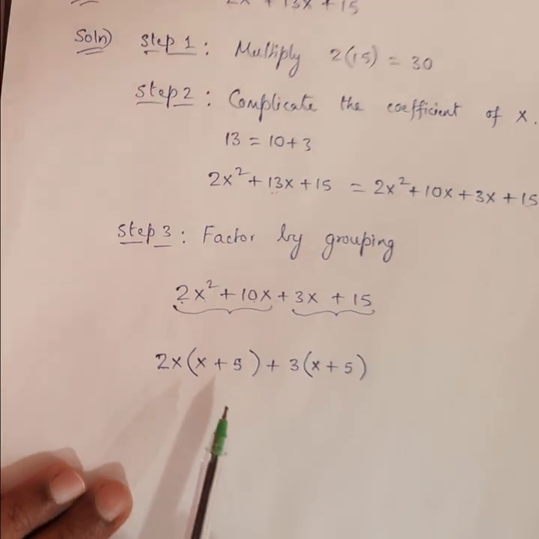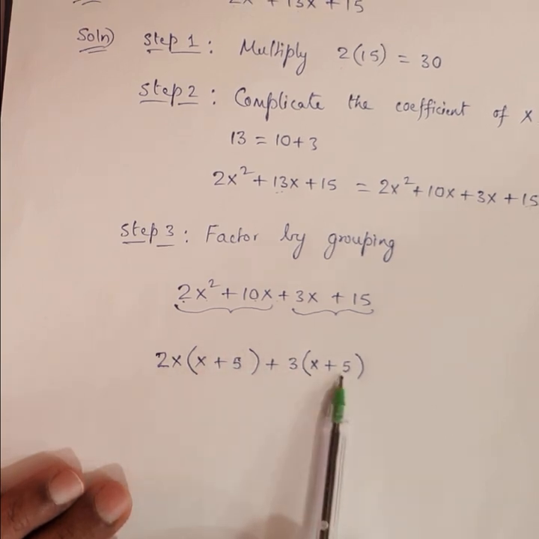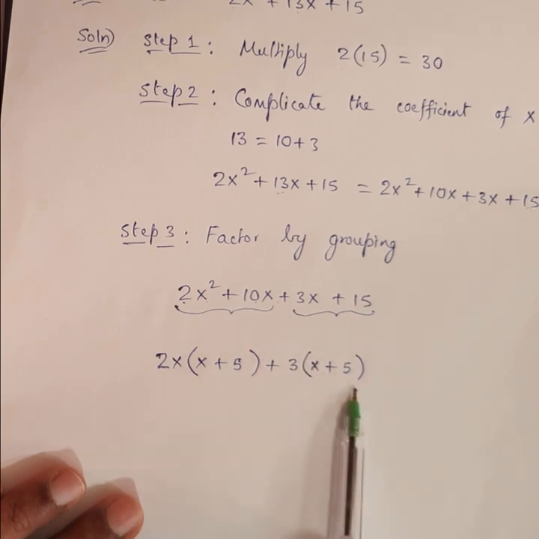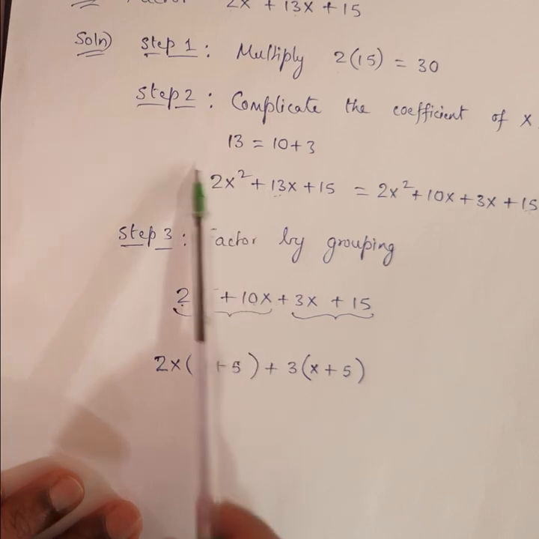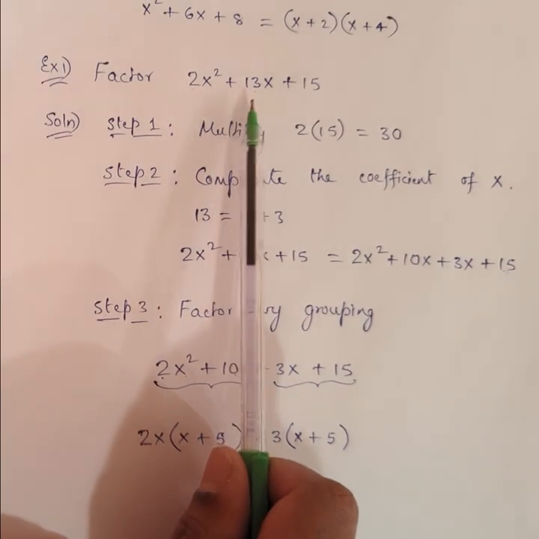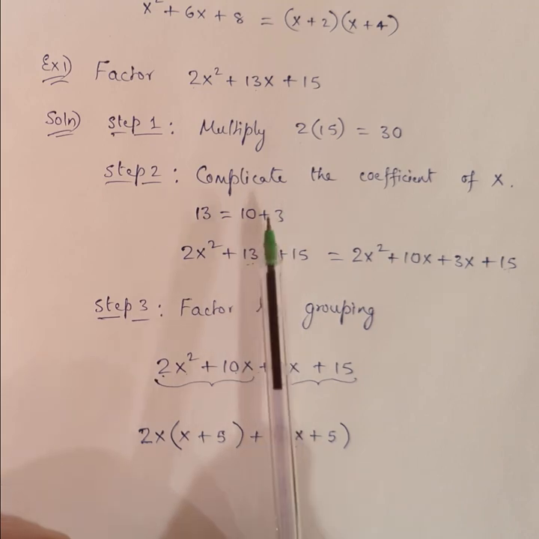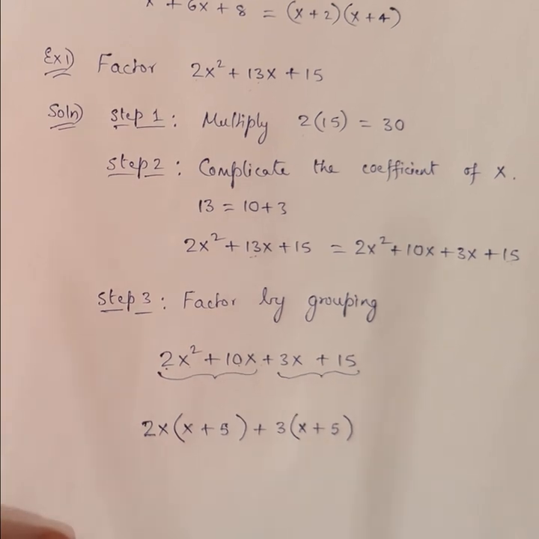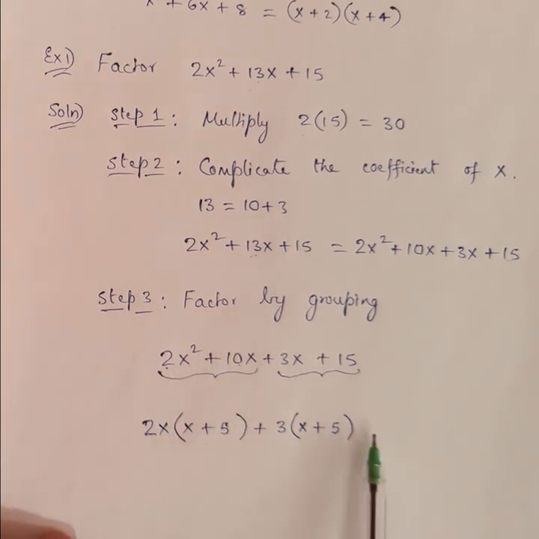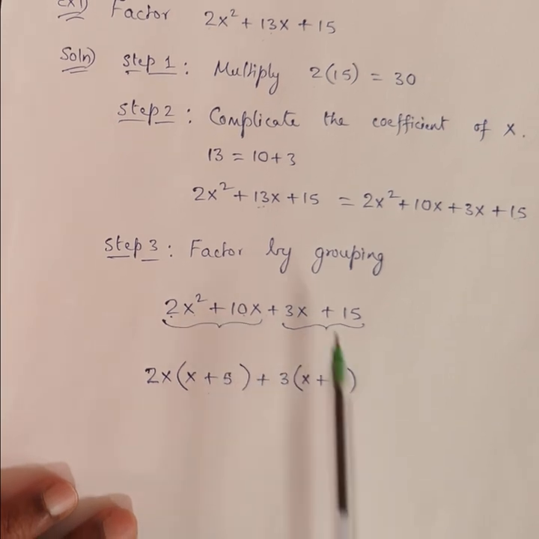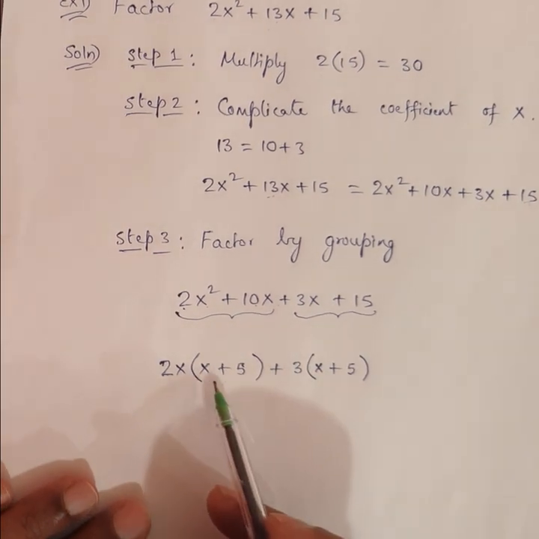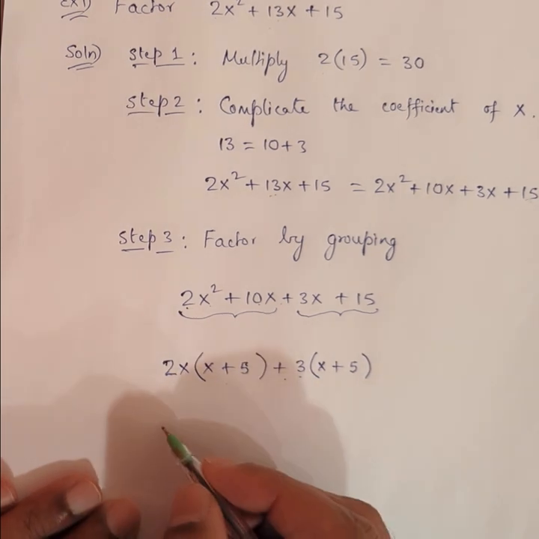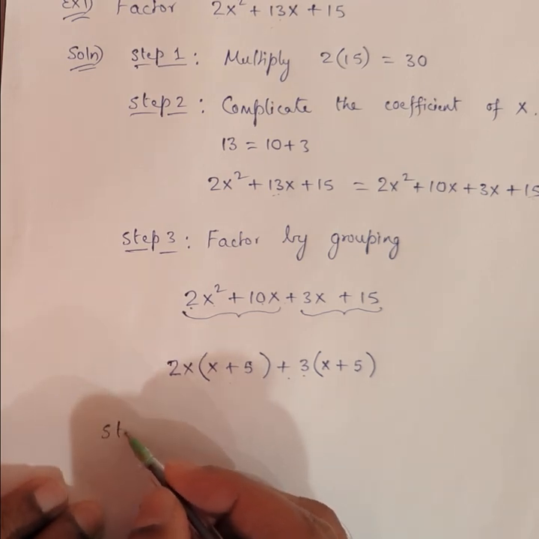Now notice that you have 2 sets of parentheses, but they both contain the same expression, x plus 5. And that's what happens when you split your middle coefficient in this nice manner, 10 plus 3. If I had written this 13 as something like 12 plus 1, I would not have gotten this nice 4 terms. All right, so once you have this, it's like saying I have 2x times something plus 3 times something. So I'm only one step away from my final answer.